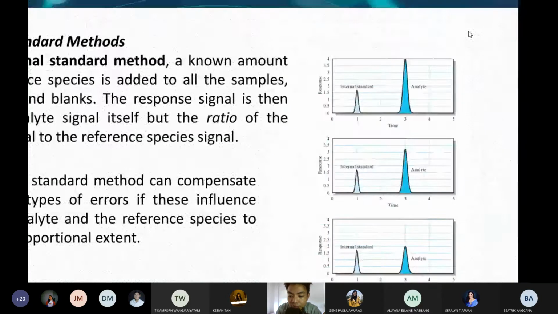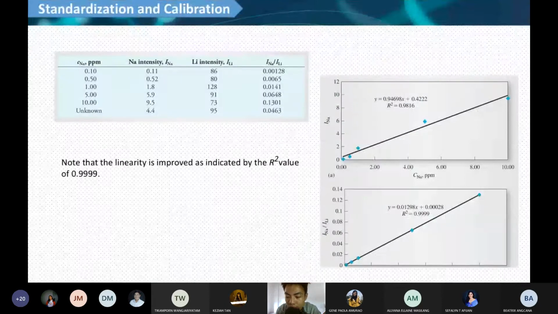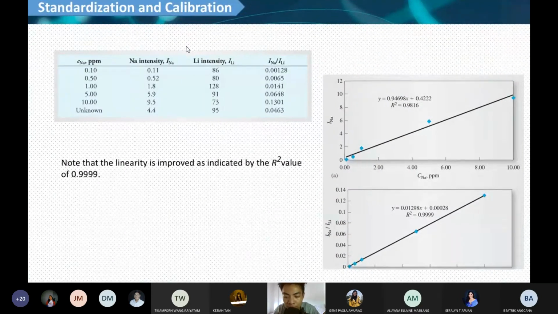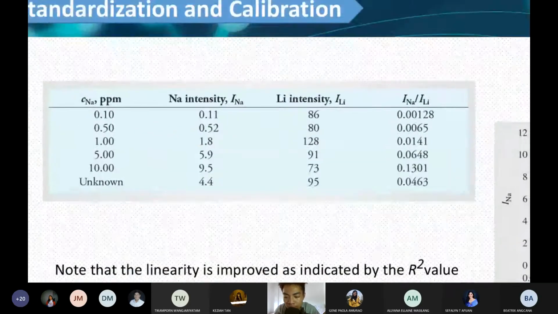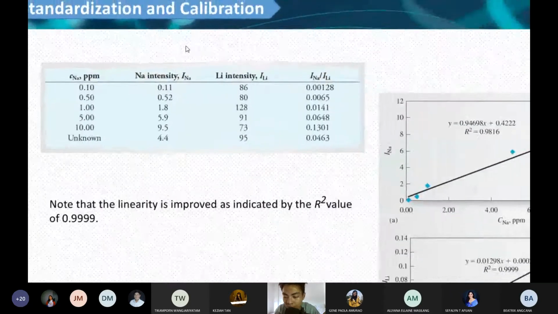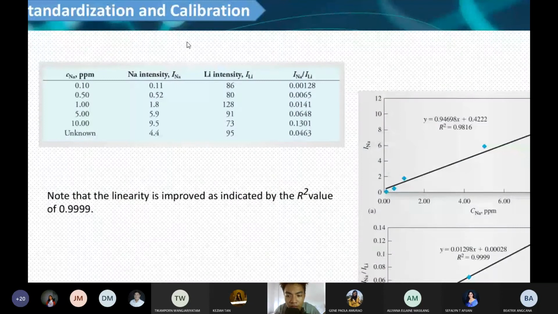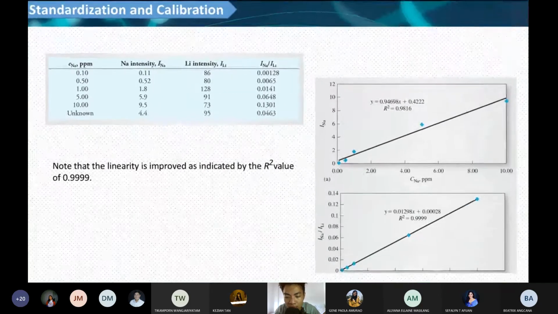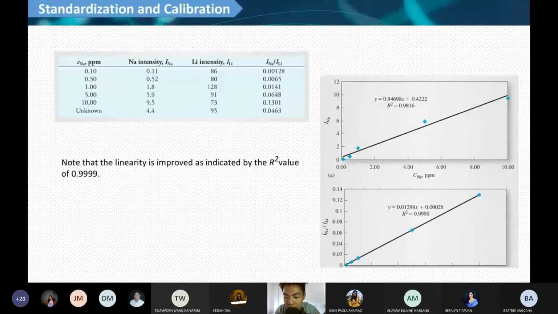Okay. So we have here an example. Okay. So this is used when detecting sodium from the liquid solution. Okay. Sodium, when detecting sodium from liquid solutions, it is quite hard because there are many interferences. Okay. Other than sodium, magnesium, calcium may be present in your solution.